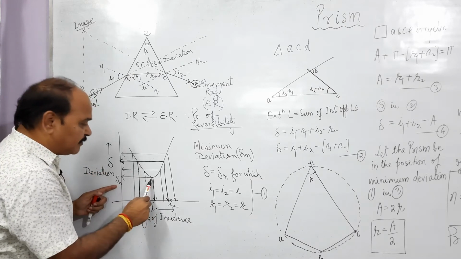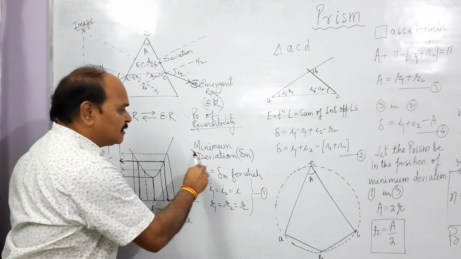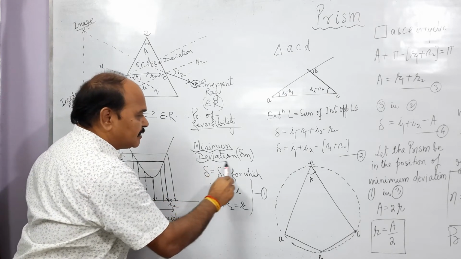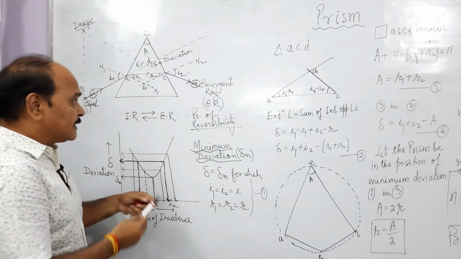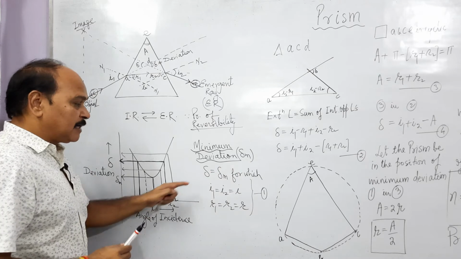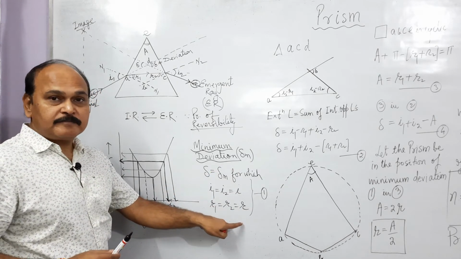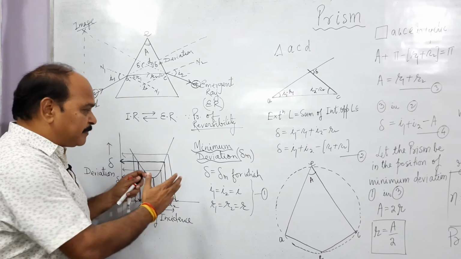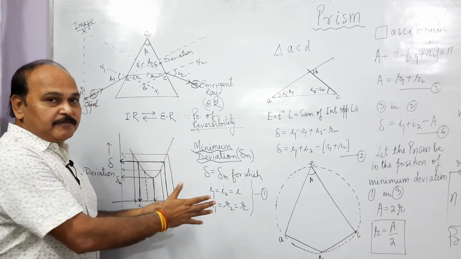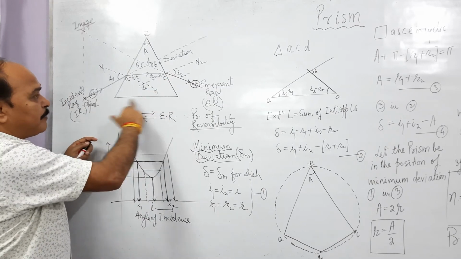This special deviation, minimum deviation, is the deviation for which the angle of incidence and angle of emergence are what? Equal to each other. That means I1 is equal to I2 is equal to I, R1 is equal to R2 is equal to R. Also, when the prism is in the position of minimum deviation, the refracted ray inside the prism is parallel to the base.